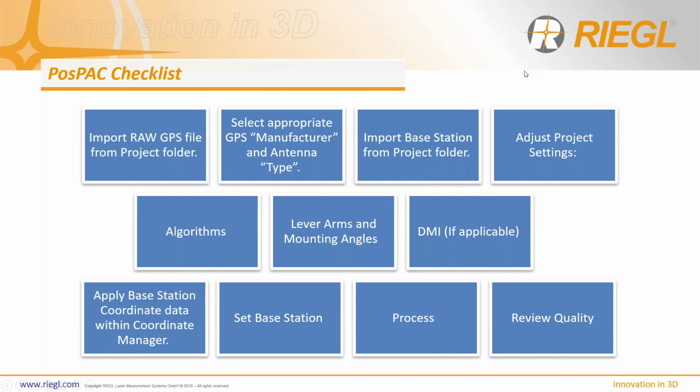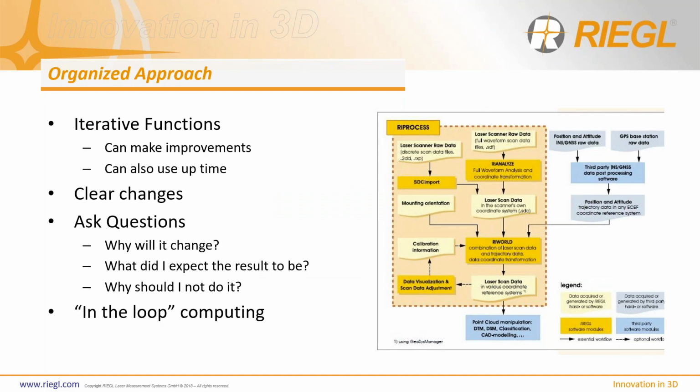All right, just moving right along here. So having a workflow is an organized approach, right? In my process, we have a lot of iterative functions. However, our iterative functions can make improvements, but they can also use up a lot of your time, especially getting into a precision feedback loop where you keep running it over and over again without making any changes and expect a different result.